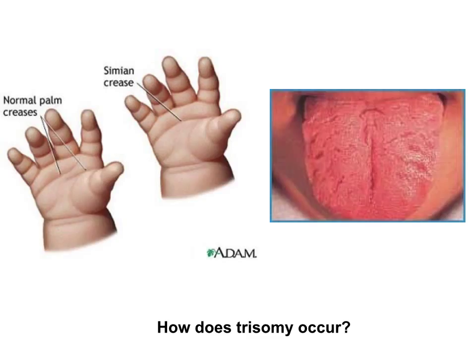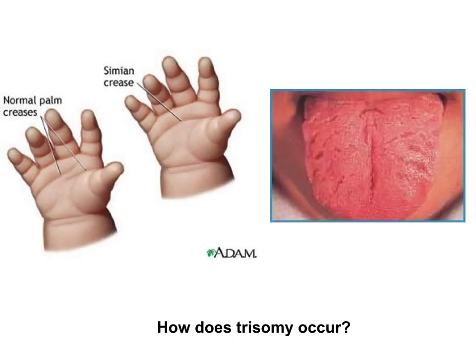In the palm, this is the old term, not so PC term, the simian crease. If you look here in the hand, it goes straight across. You also have a particular morphology of the tongue.